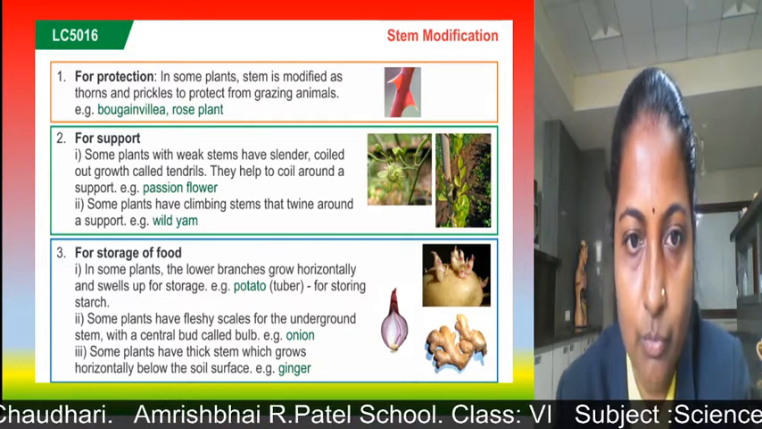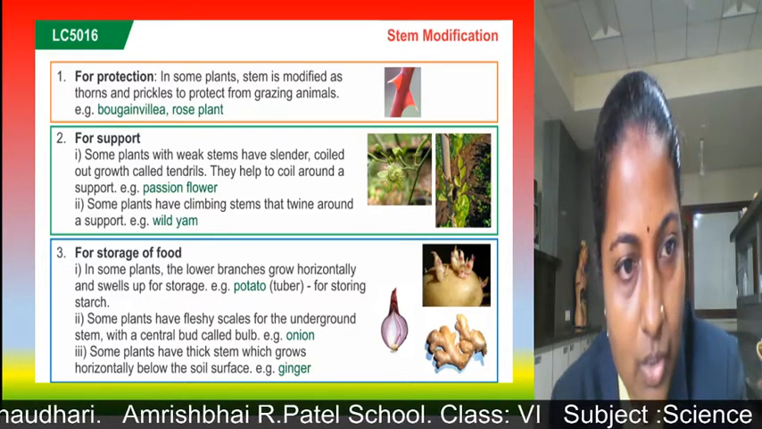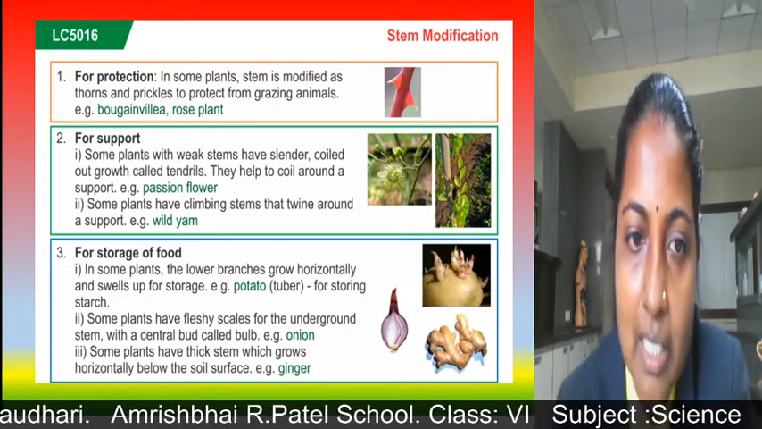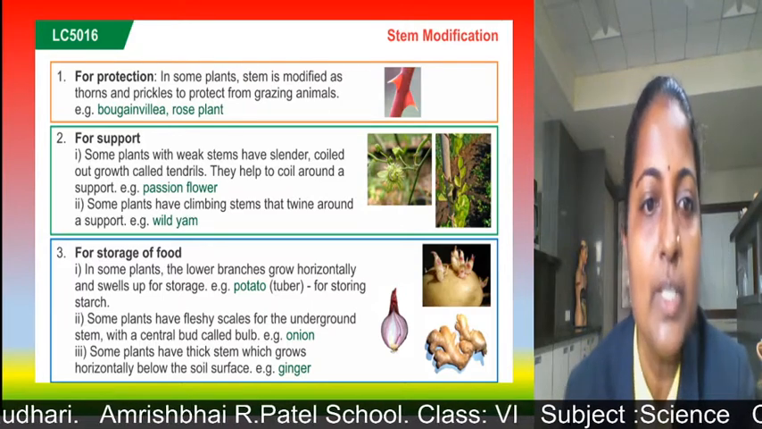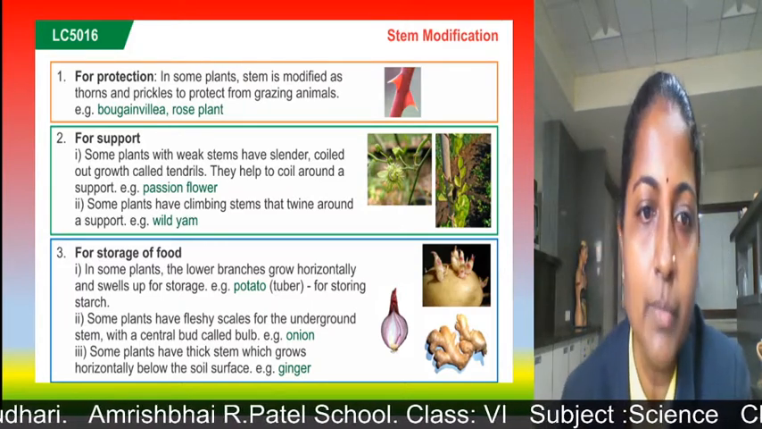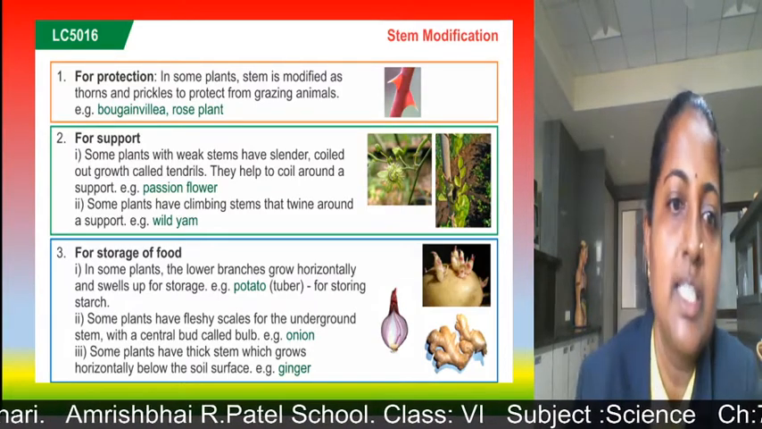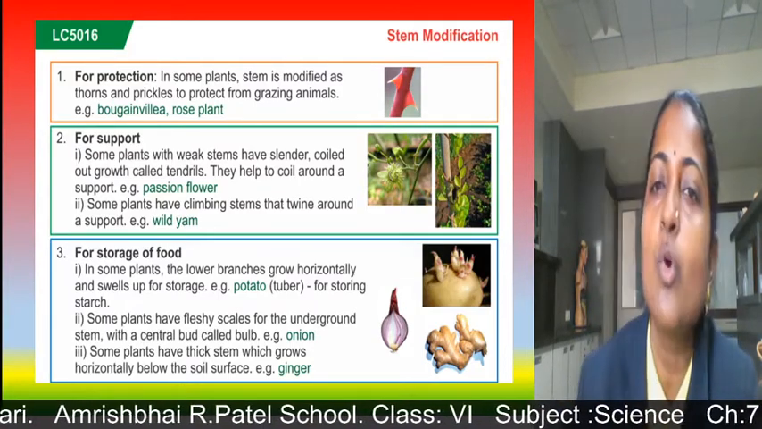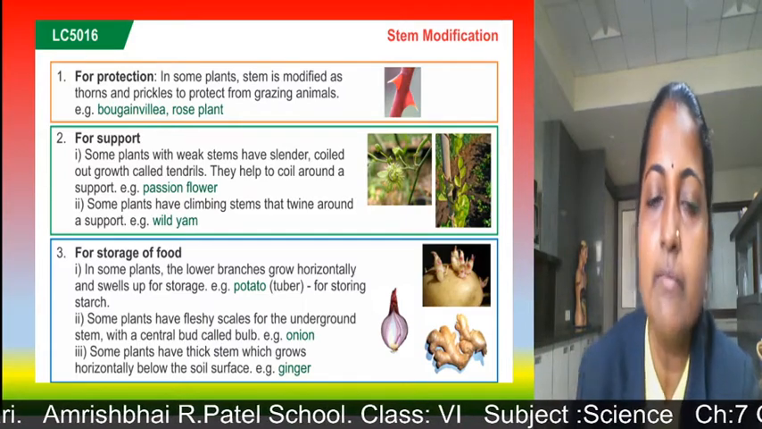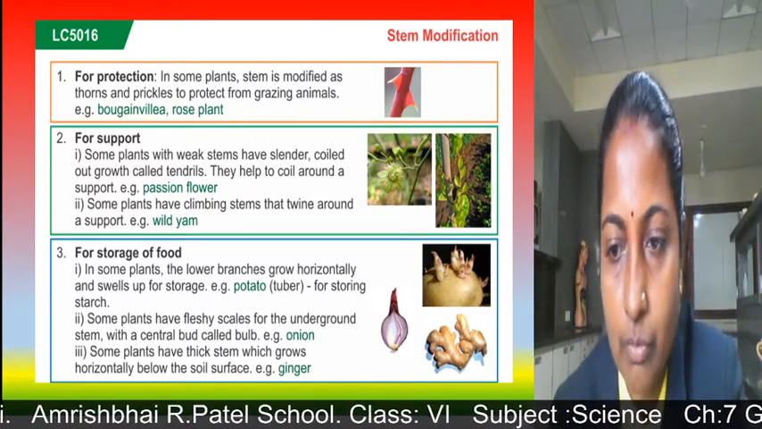For storage of food, in some plants the lower branches grow horizontally and swell up for storage. Example: potato. For storing starch, some plants have fleshy scales on the underground stem with a central bud, called a bulb. Example: onion. Some plants have a thick stem which grows horizontally below the soil surface. That is, for example, ginger.